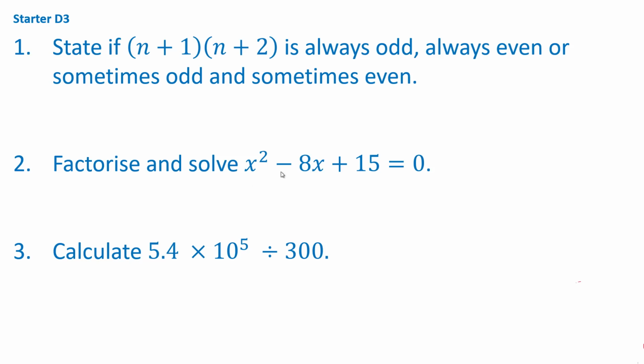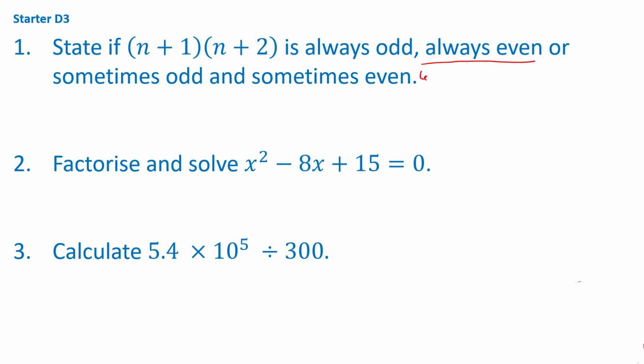Okay, so state if n plus 1 times n plus 2 is always odd, always even, or sometimes odd and sometimes even. Well, if it's n plus 1 and n plus 2, they're going to be consecutive numbers following on from each other. What do we know about consecutive numbers? Say 1 times 2 is 2, 2 times 3 is 6, 3 times 4 is 12. It looks like it's going to be always even, but you have to give 3 examples.